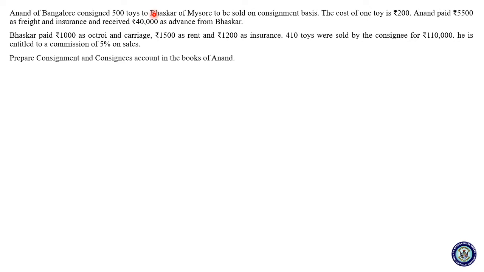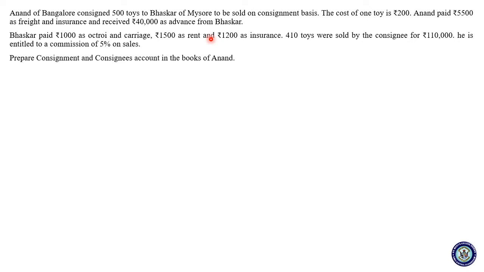You have to debit it in the consigner's consignment account, and this is something new. 40,000 is received as an advance from Bhaskar. Now who is Bhaskar? The consignee, right? Anand has received a 40,000 advance when he consigned the goods. Bhaskar sells the goods later, right?